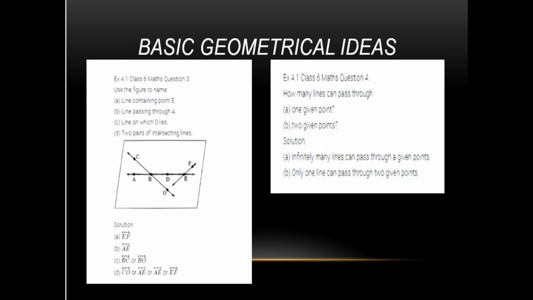Then next question is, how many lines can pass through one given point? Answer is infinitely many lines can pass through a single given point. And if 2 points are given to us, there can be only one line which can pass through two given points.